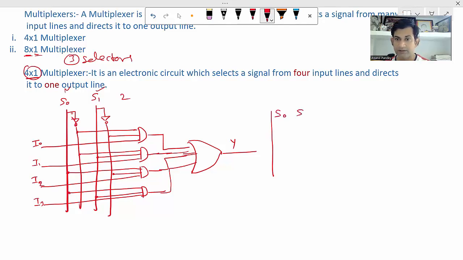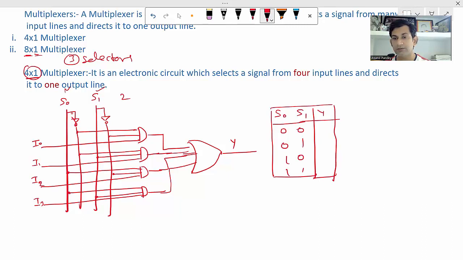S0, S1. Okay. If it is 0, 0, 0, 1, 1, 0 and 1, 1, so the output Y will be, in case of 0, 0, the output will be 0. Here 1, sorry, it will be I0, I1, I2 and I3.